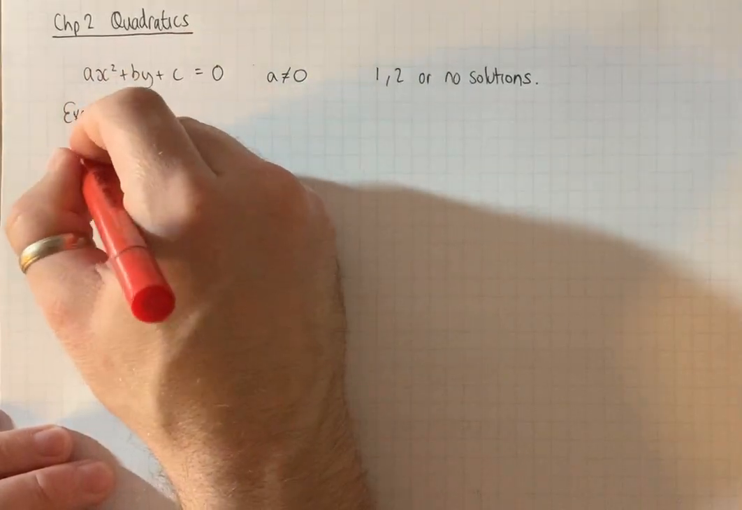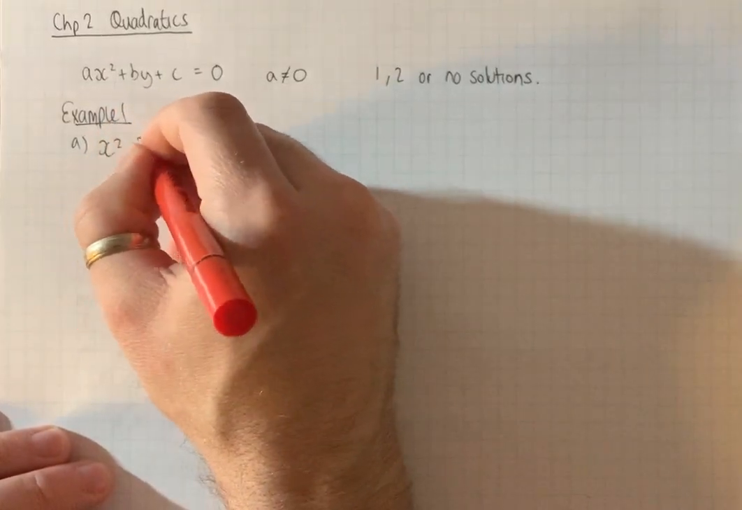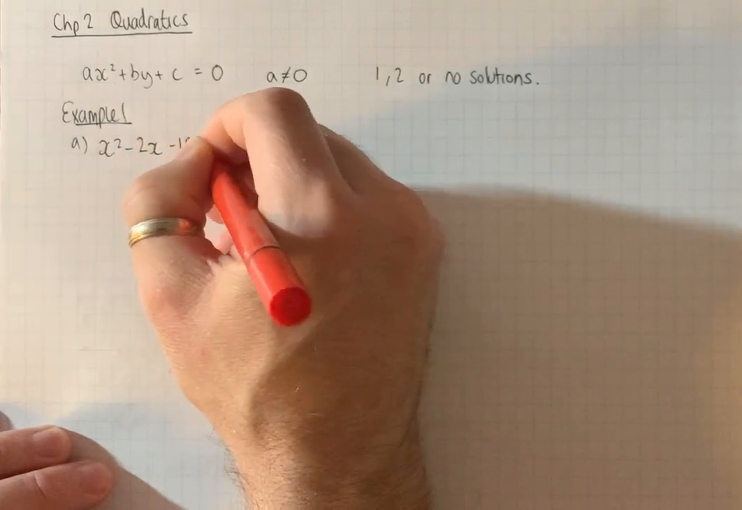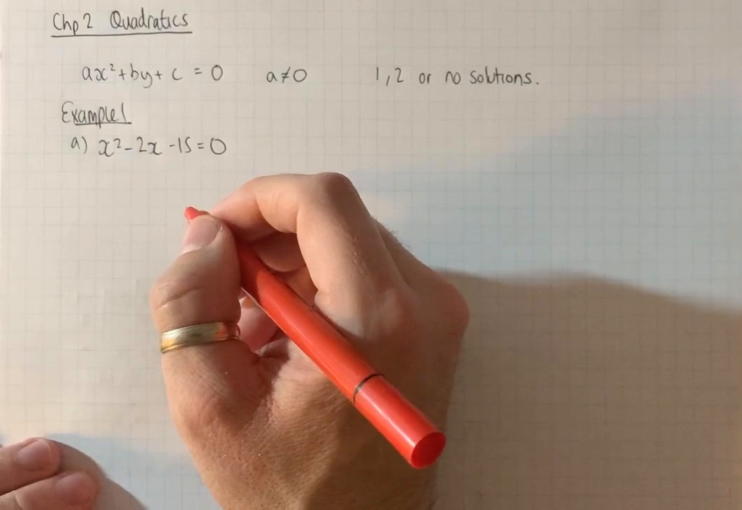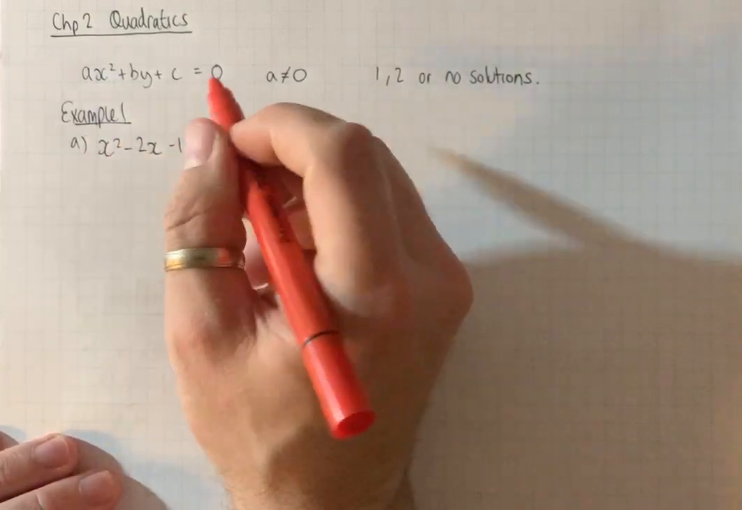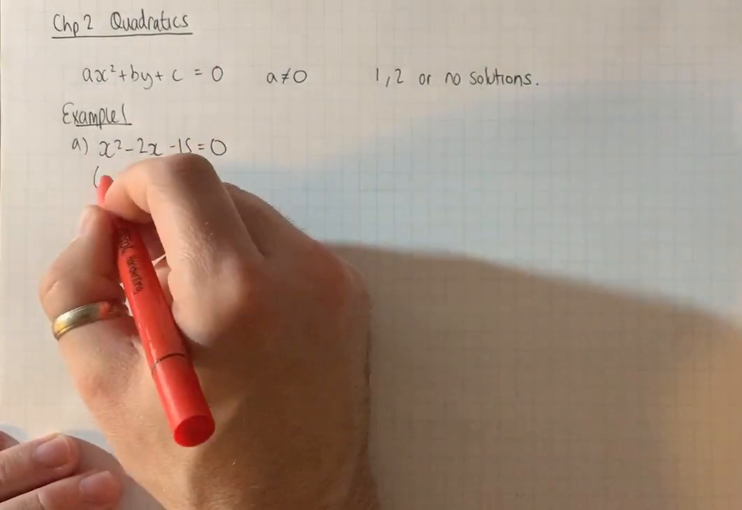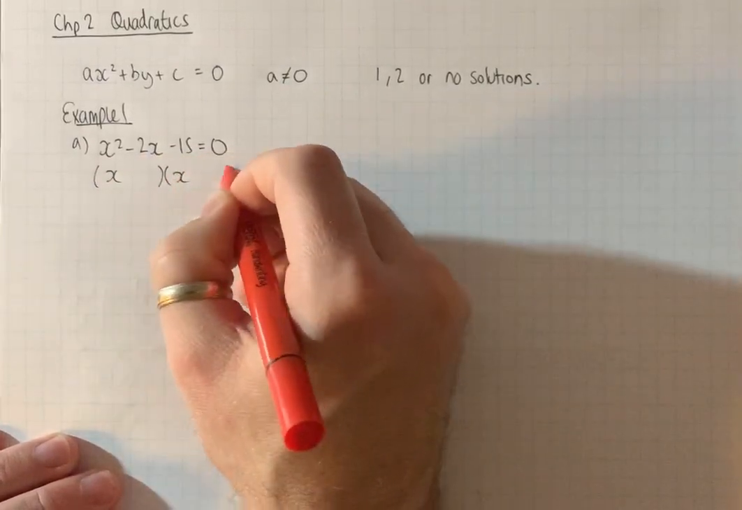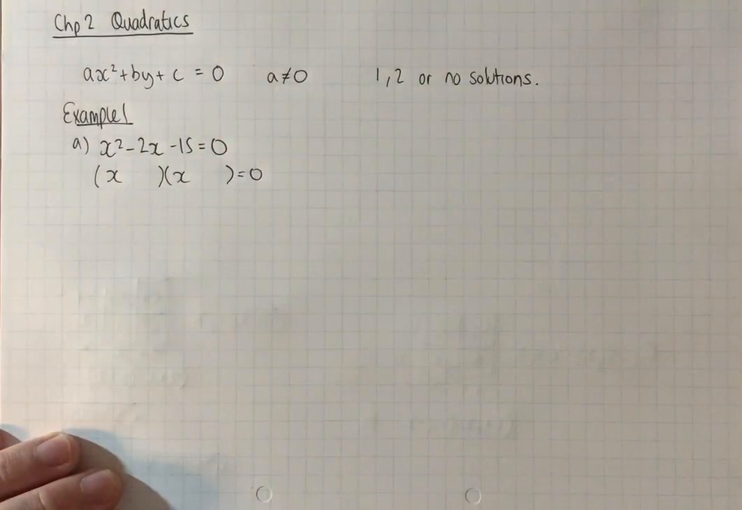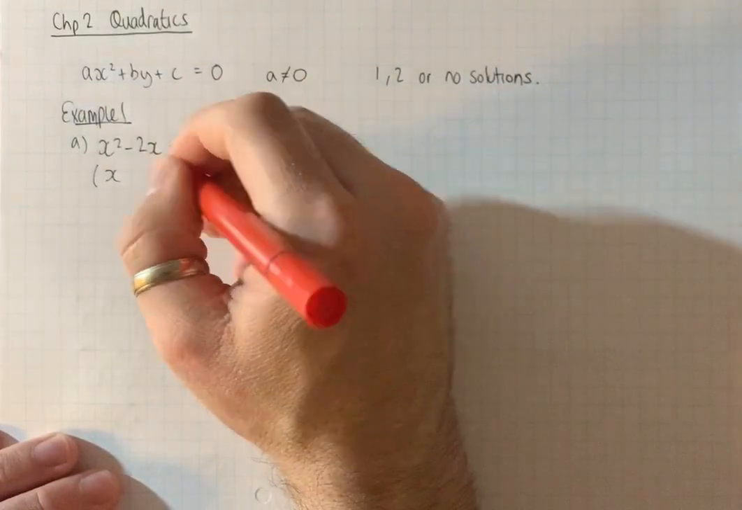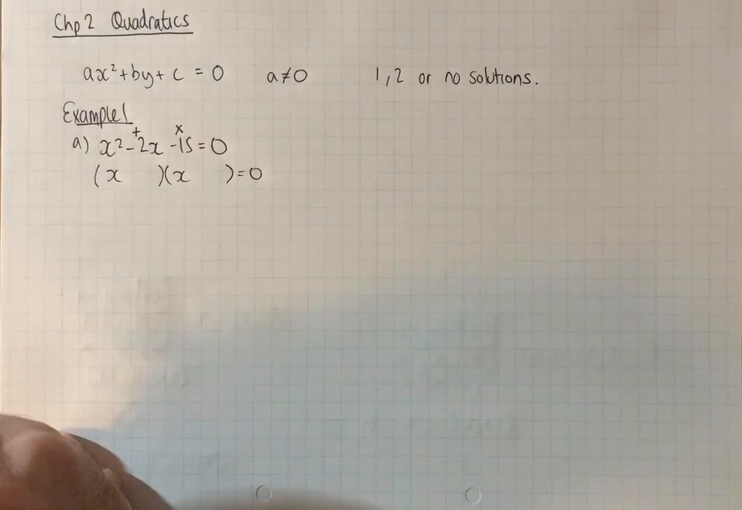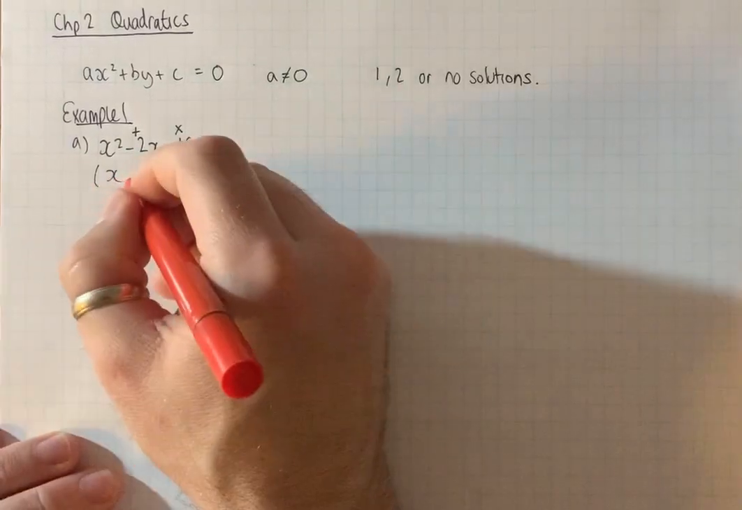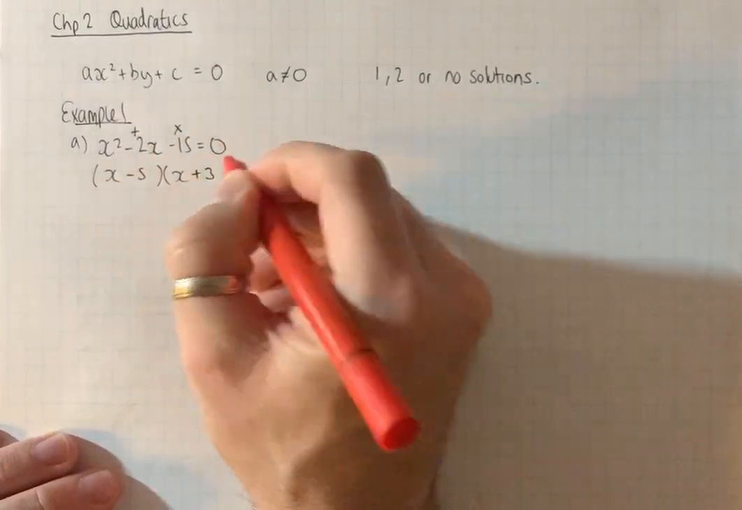We have in A, x squared, take 2x, take 15 equals 0. Now our go-to method in order to solve a quadratic is to first try to factorise it. So we'll do that first. It's going to go into two brackets, which are both going to start with x. And we need to think of two numbers that multiply to give us minus 15, and those same two numbers have to add together to give us minus 2. So that's going to be minus 5 plus 3.